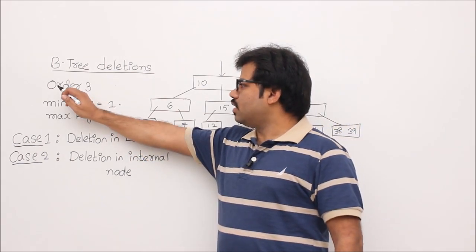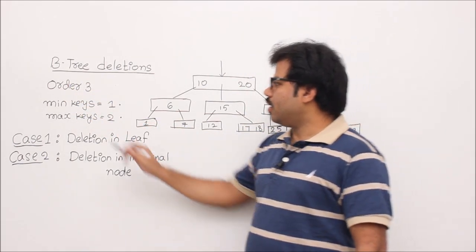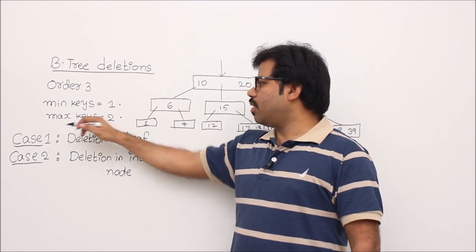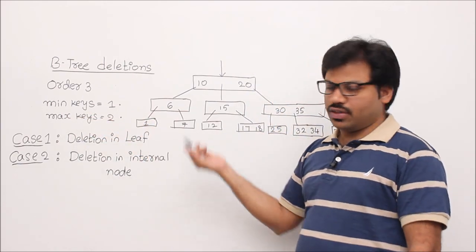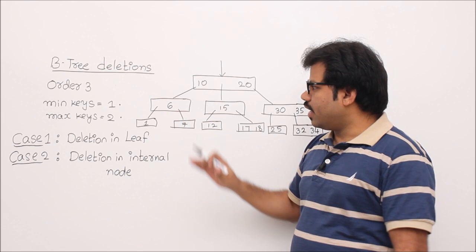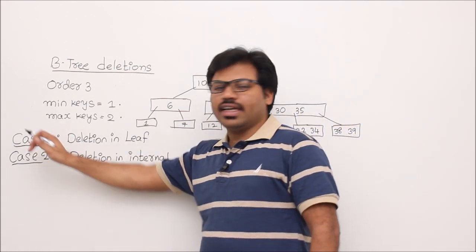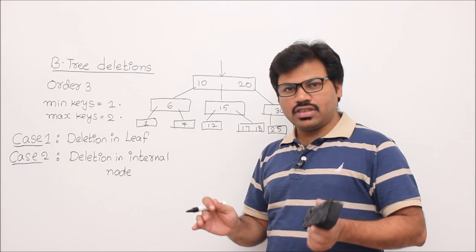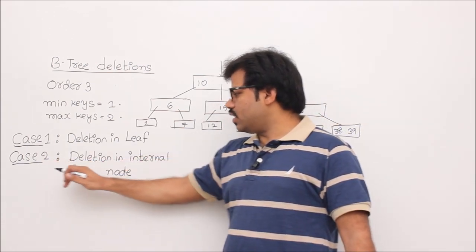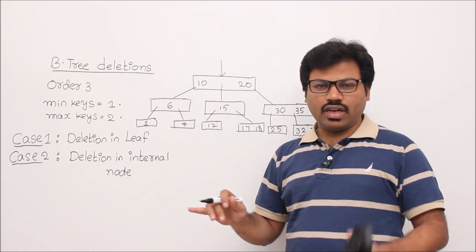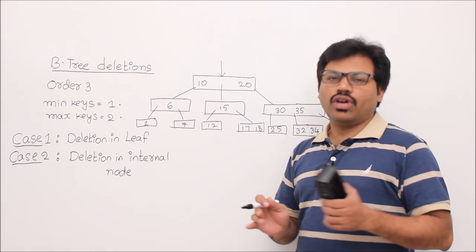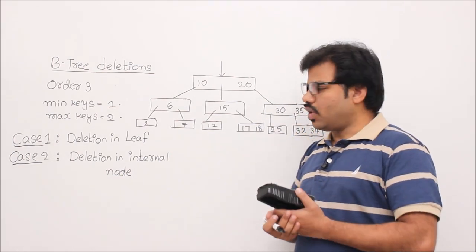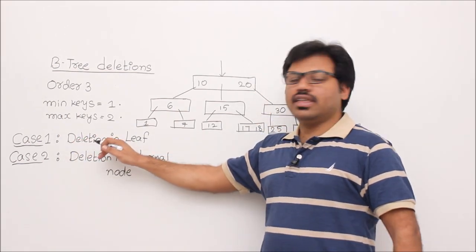For example, this is an order 3 B tree, and the minimum number of keys is 1, the maximum number of keys is 2. We can calculate using that formula, right? First of all, we deal with case number 1, deleting a key from a leaf. Second, we deal with case 2, deletion in an internal node. Whenever you are deleting from an internal node, we deal with two cases one by one. First of all, we start with deletion in a leaf.